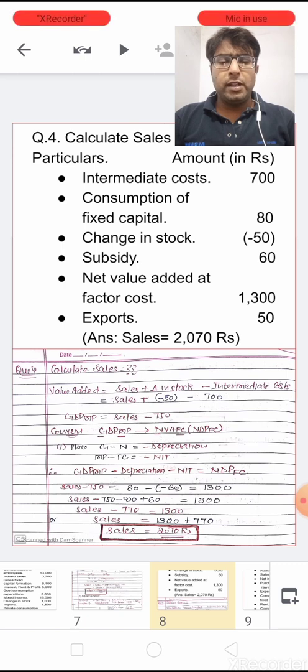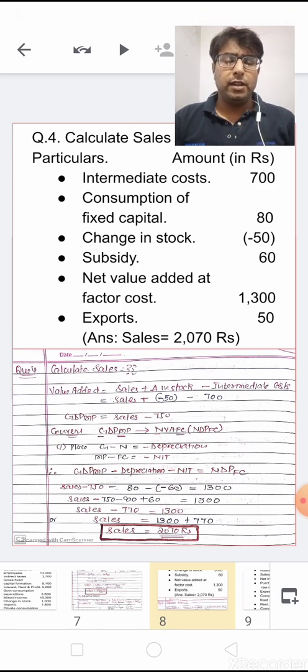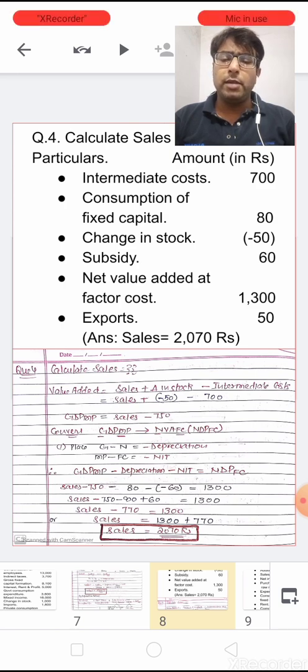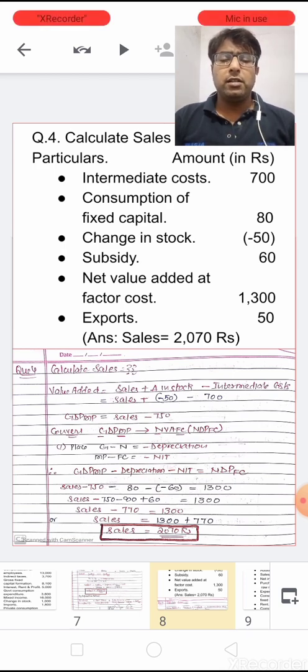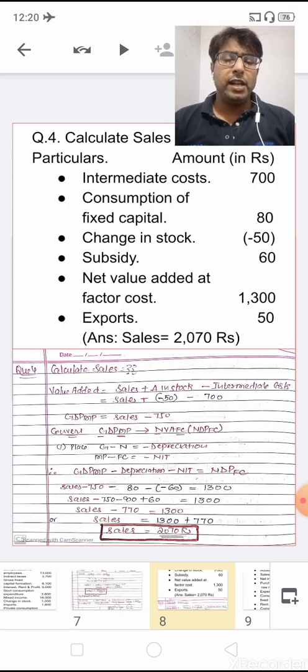By putting in the values, sales plus change in stock, which is minus 50, and intermediate cost is 700. Therefore GDP-MP becomes sales minus 750. This value added is also represented by GDP-MP, as you all know, and it is equal to sales minus 750. Now we start converting the GDP-MP to NVAFC, which is known as NDP-FC.